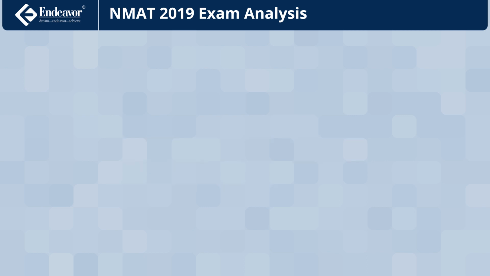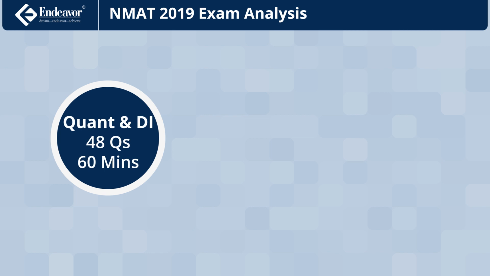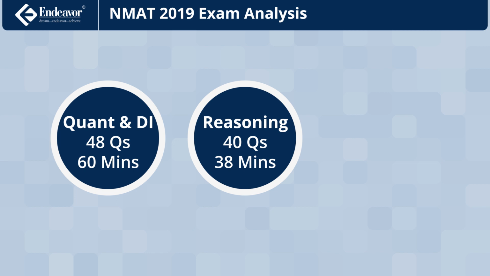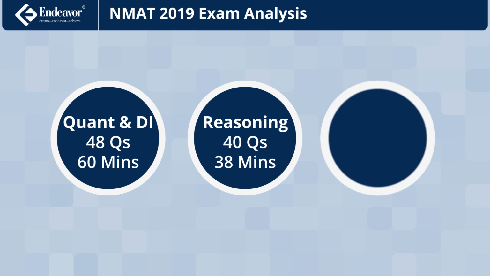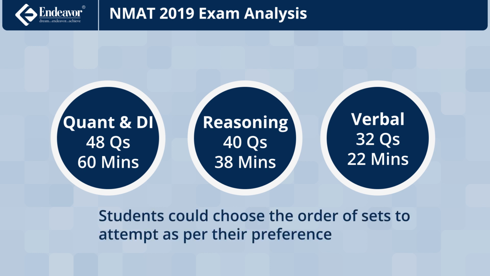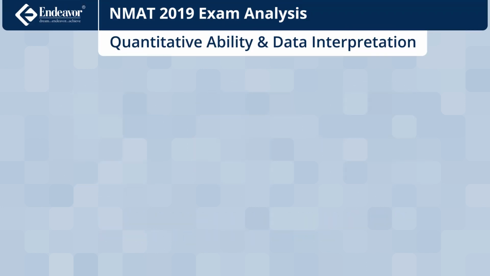The pattern of the test was: Quant and DI section consisted of 48 questions in 60 minutes. Reasoning consisted of 40 questions in 38 minutes, and verbal ability consisted of 32 questions in 22 minutes. Students, as usual, had the freedom of choosing the order of the section as per their strengths. Here is the section-wise exam analysis of NMAT 2019. Let's begin with Quant and DI.